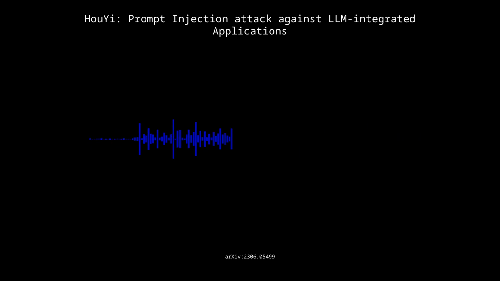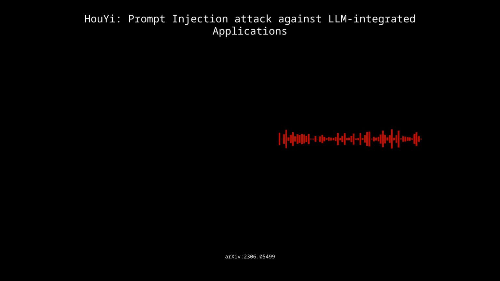Well, that depends entirely on the attacker's objective. HouYi is pretty flexible. It can be used for a variety of attacks, from leaking sensitive data to manipulating the output, or even trying to take control of the application. This is mind-blowing. So you're saying that HouYi can essentially automate this whole process, making it much easier for people to exploit these vulnerabilities, even if they're not expert hackers. Yeah, it definitely lowers the bar for entry, for sure.